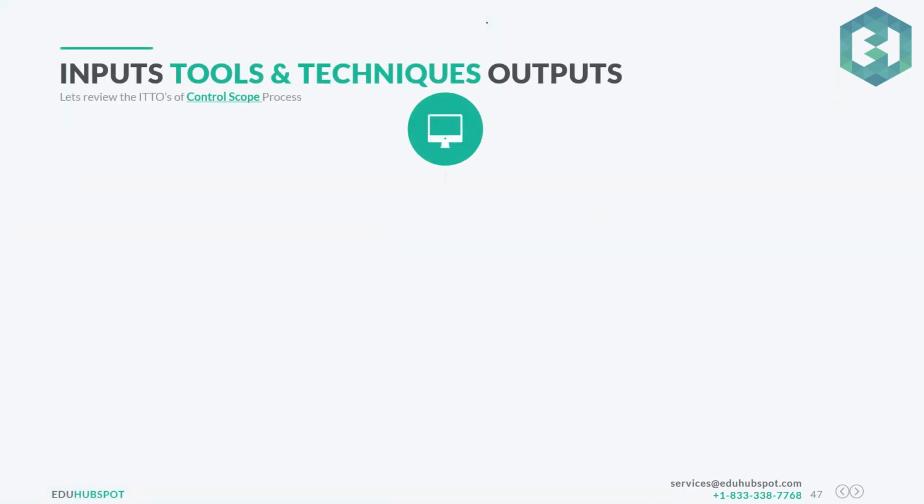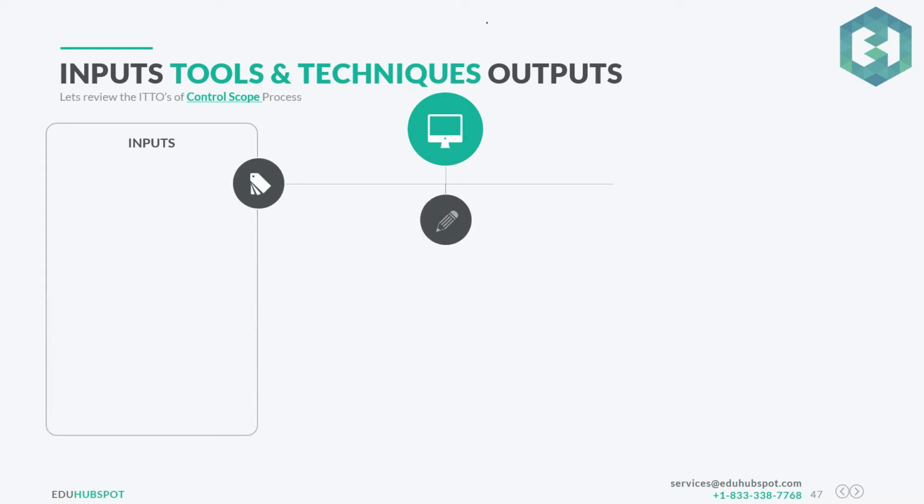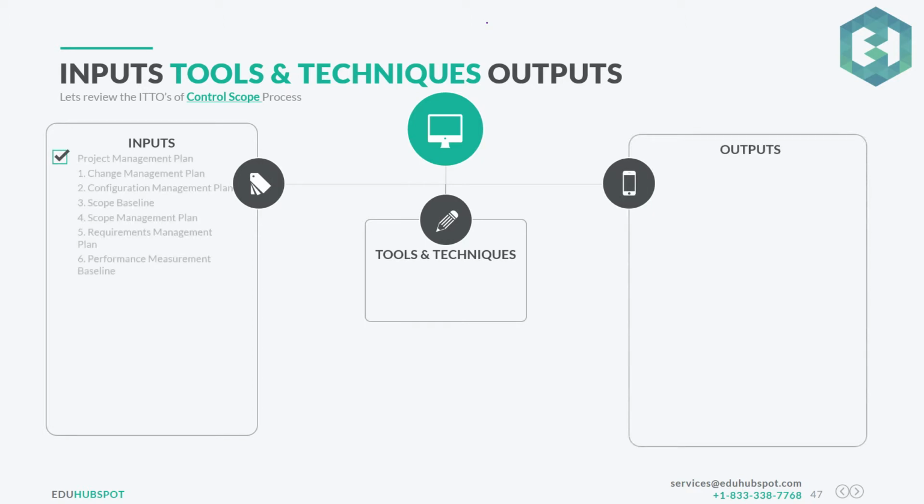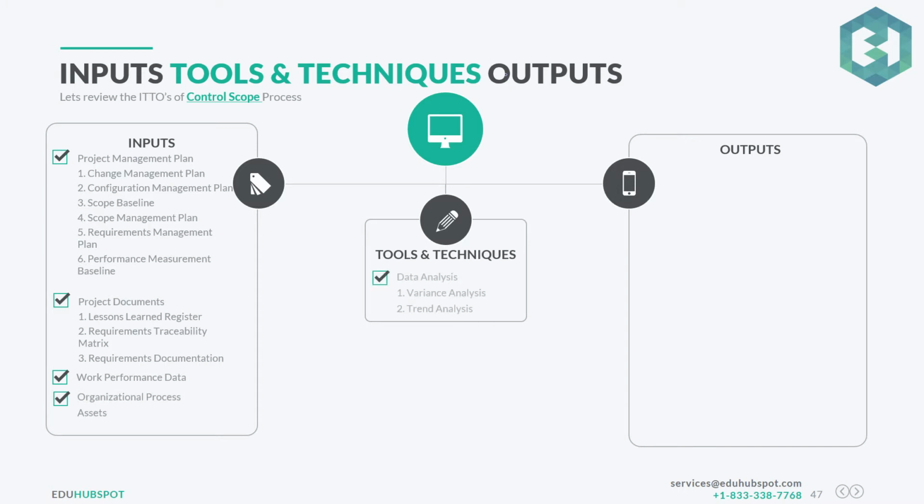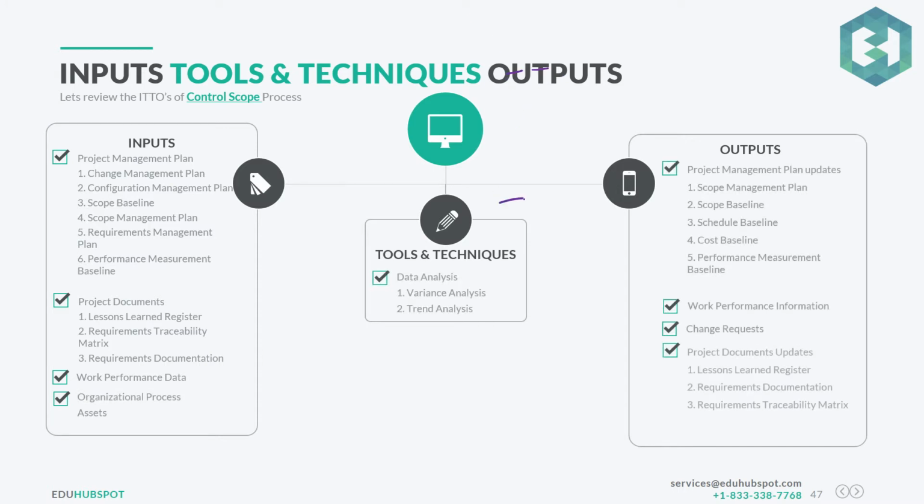Let's see some of the ITTOs of this process. First we have the inputs, then the tools, and finally the outputs. On the input side we have the project management plan, and after that we have the project documents, then we have work performance data and OPA. Tools, we have data analysis, and outputs will have the plan updates and the document updates.